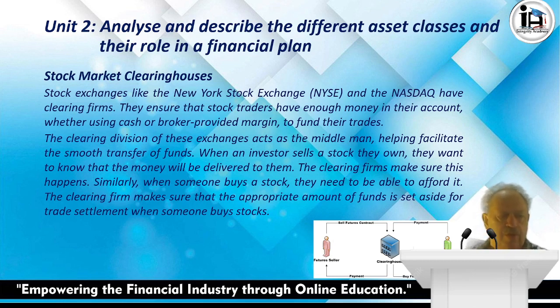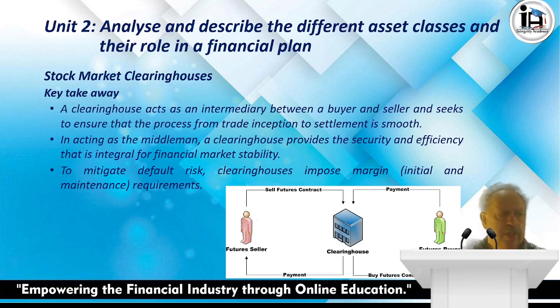The clearing division of these exchanges acts as the middleman, helping facilitate the smooth transfer of the funds. When an investor sells a stock they own, they want to know that the money will be delivered to them. The clearing firm makes sure this will happen. Similarly, when someone buys a stock, they need to be able to afford it. The clearing firm makes sure that the appropriate amount of funds is set aside for the trade settlement when someone buys the stock.